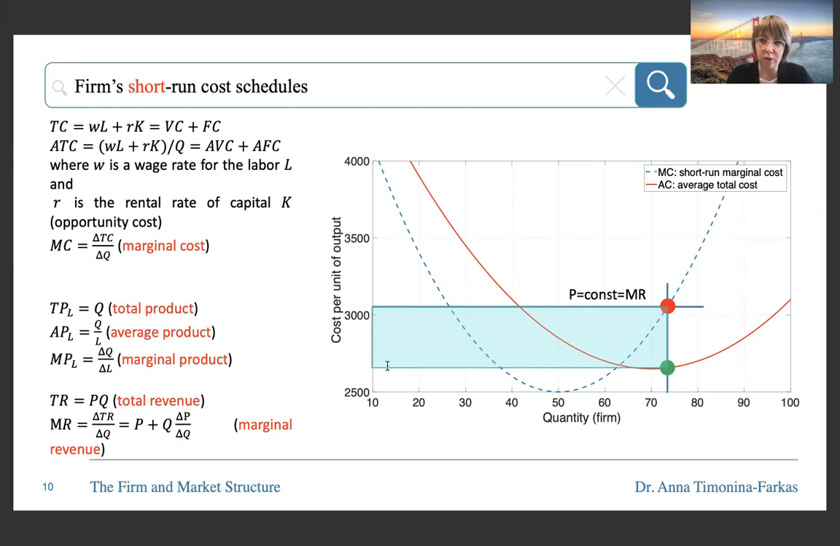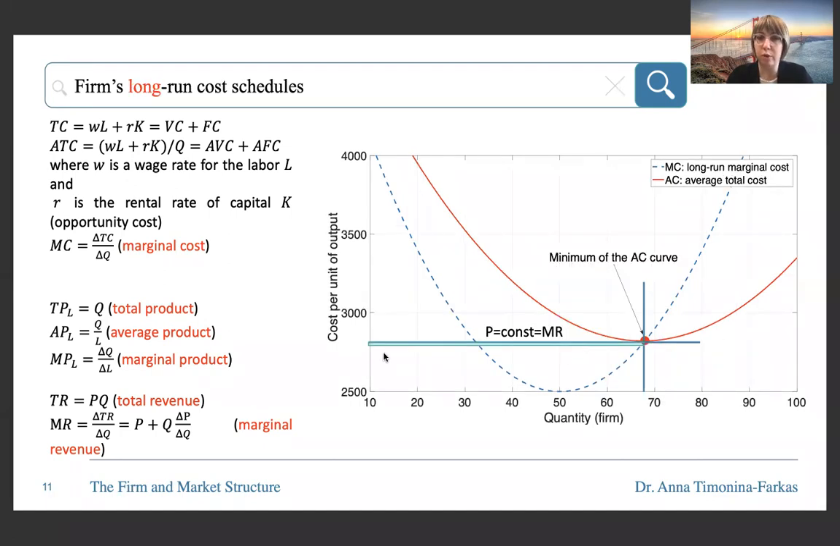The profit which the firm obtains in the short run is shown by a blue rectangle here, which is the difference between the total revenue obtained from the sales and the average cost which the company pays. In the long run, however, the profit of the company in perfect competition would converge to zero, because the minimum of the average cost curve is the intersection point between marginal cost and marginal revenue.